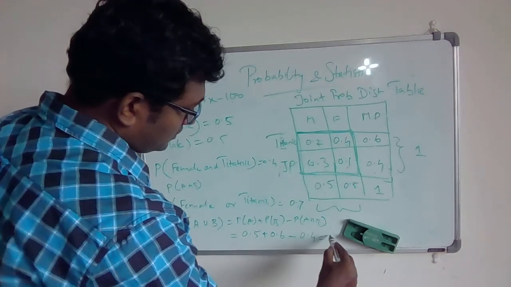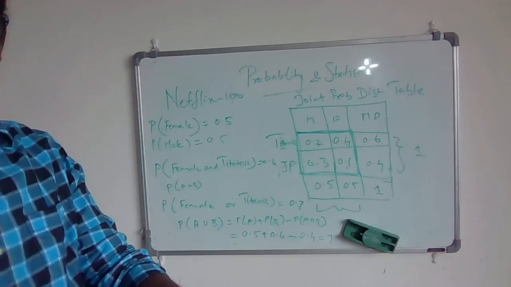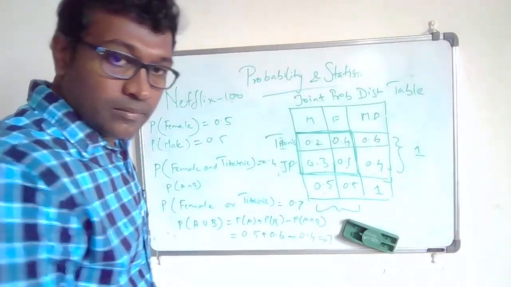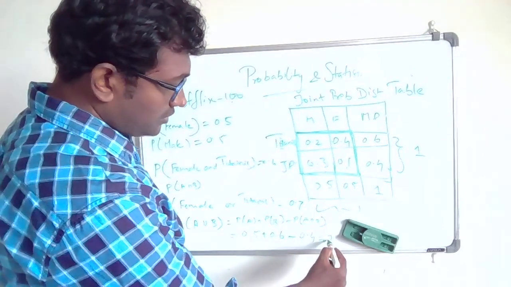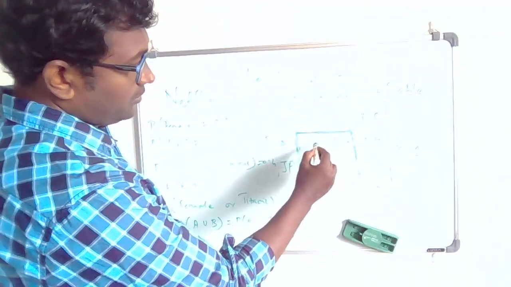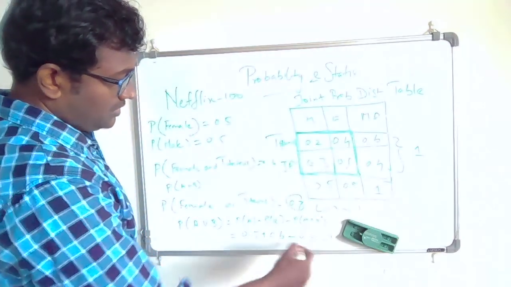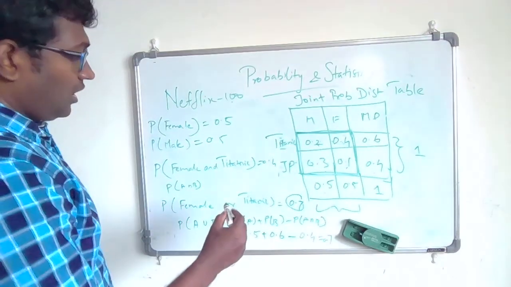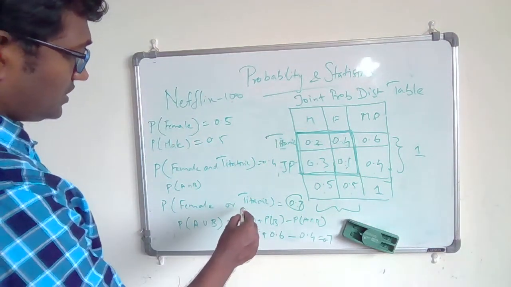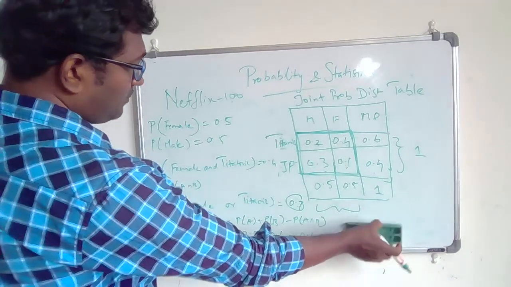11 minus 4 is 0.7. So the same answer. 0.4 plus 0.1 plus 0.2, if you add these three, you will get 0.7. If you use the formula, you will get this too. So we have used this table and we are able to answer these questions. Let's answer a few more questions.